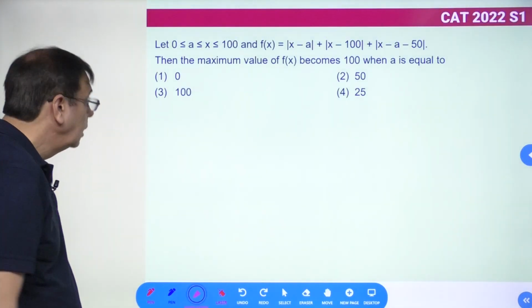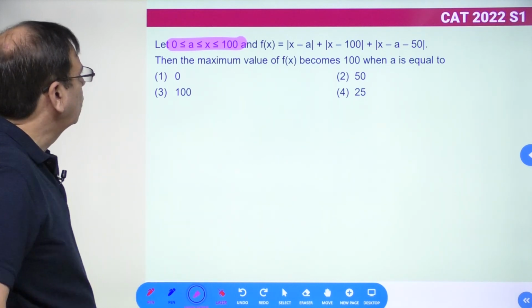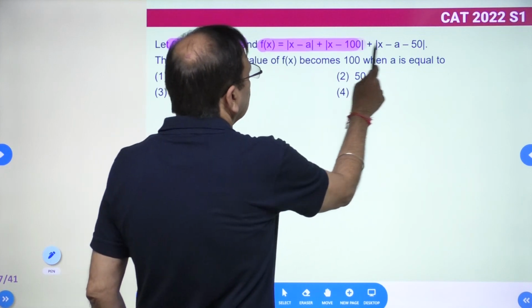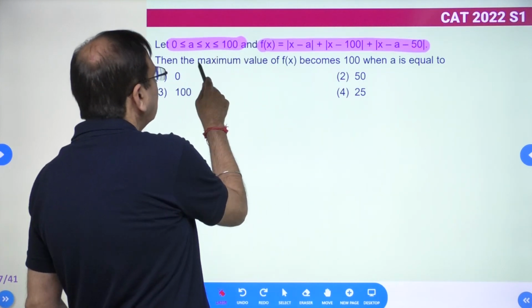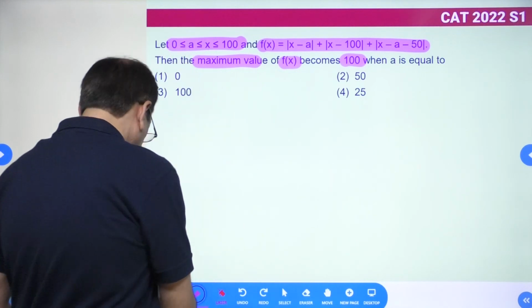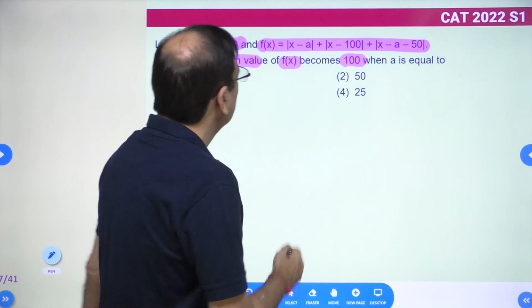Let 0 be less than or equal to a, less than or equal to x, less than or equal to 100. If f(x) is equal to this expression, then the maximum value of f(x) becomes 100 when a is equal to which of the following. Now such questions again students leave most of the time because why? Yeah, this is mod.